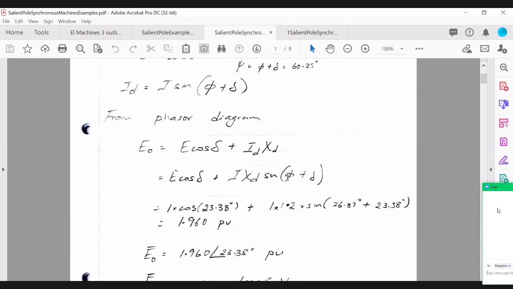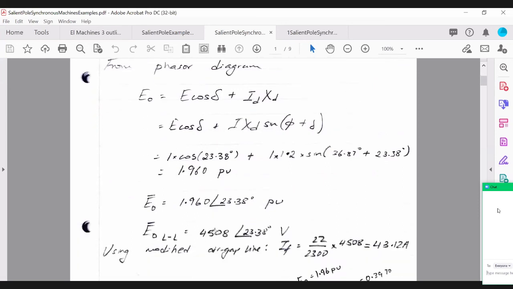And here, importantly, we need to have phi plus delta. So you substitute and you can get the magnitude of the induced voltage. Also, now remember that E naught has an angle. If you write it in vector form, you need to add the angle, and E naught will obviously lead the terminal voltage by the angle delta. So that's positive here. And this is how you get the induced voltage per phase, in per unit, for this salient pole machine.